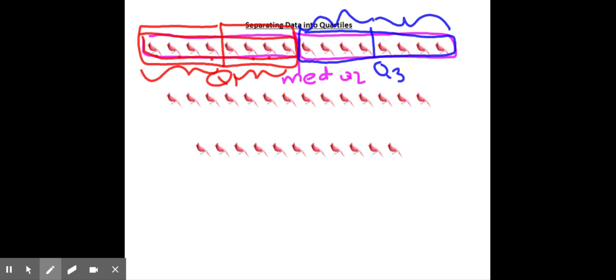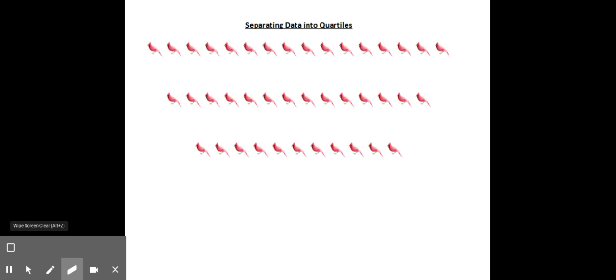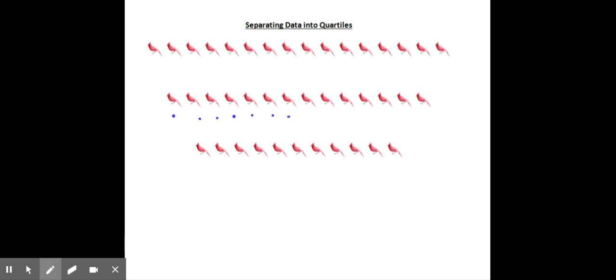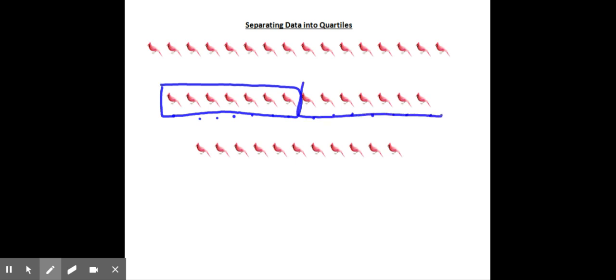Now what happens in the next one? I don't think there's an even amount. Let's check. There's 1, 2, 3, 4, 5, 6, 7, 8, 9, 10, 11, 12, 13, 14. Oh, there is an even amount. So that means we're going to separate it between 7 birds on the lower half and 7 birds on the upper half. So right here in the middle where we're separating them would be quartile 2.